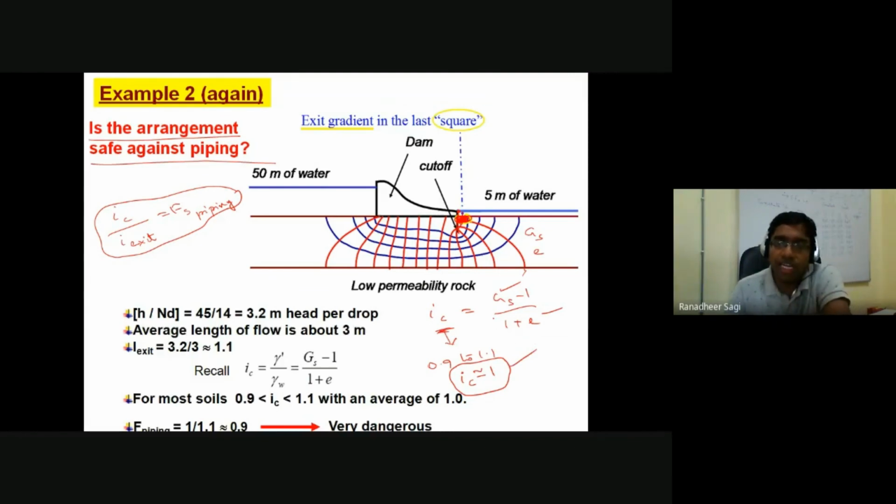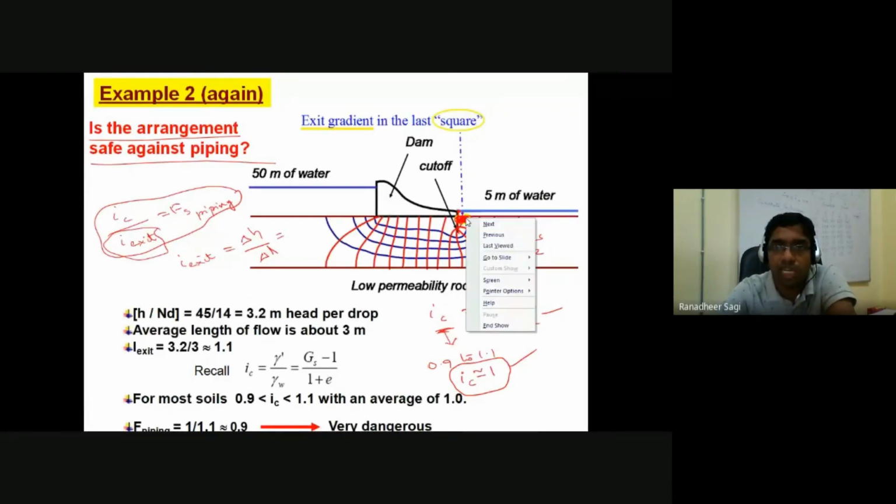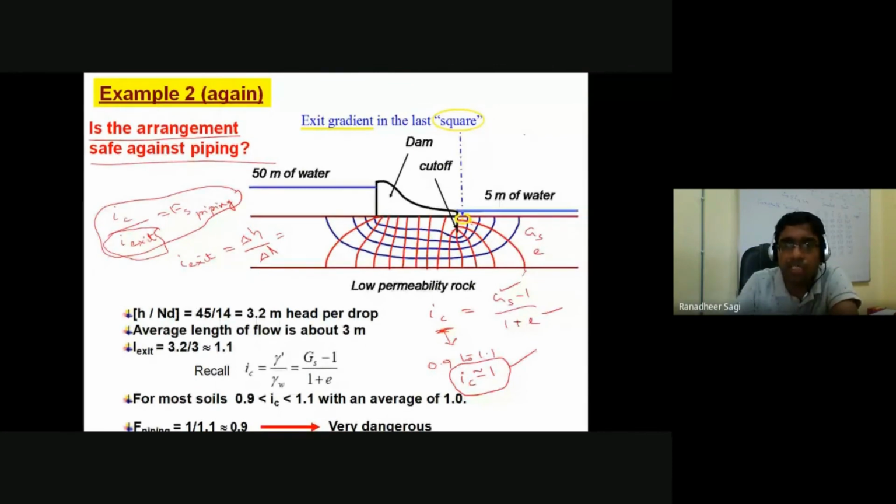If i critical is equal to 1, then the next objective is to calculate your i exit. What does this i exit mean? How do we calculate the exit hydraulic gradient? The exit hydraulic gradient is nothing but the head loss happening in the soil element at the exit divided by the length of seepage in that soil element. So what is the total head loss taking place in this particular soil element? Look at the soil element I am referring to.